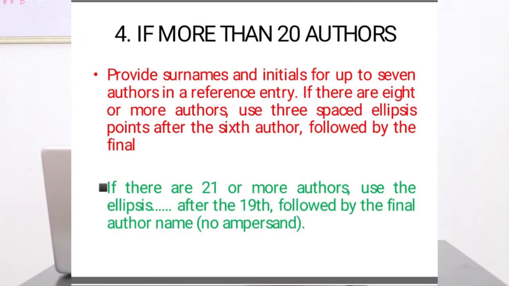So if you have up to 20 authors, you have to provide all their names, their initials, the year, the name of the article or book, and like that. Up to 20 authors. In APA 6, it used to be 7 authors, but now you can provide surname and initials up to 20 authors. Then the fourth difference is if you have more than 20 authors.